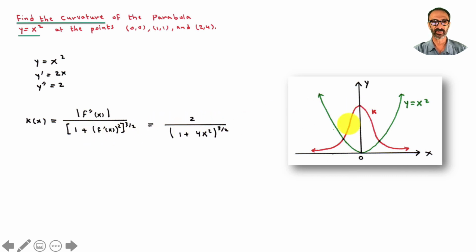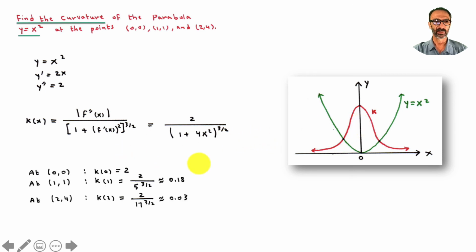Okay, let's stop talking right here and show you the numbers to save you some time. At (0, 0), you're going to plug in 0, you get 2. At (1, 1), you're going to plug in 1 for x. Do the math, it's about 0.18. At (2, 4), you're going to plug in 2. Do the math, it's about 0.03. So the curvature here is 2. The curvature at (1, 1) is 0.18. And when x equals 2, it's even less, because you're not curving much here. It's 0.03.